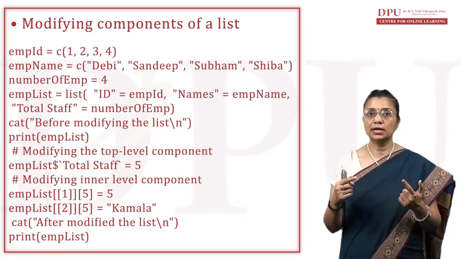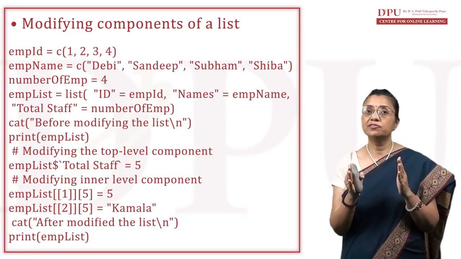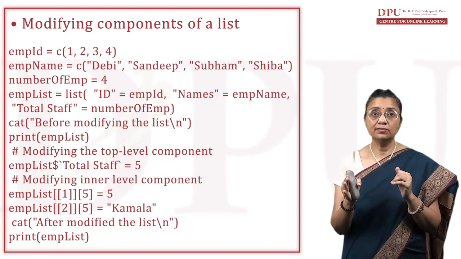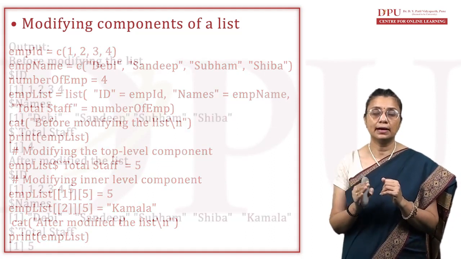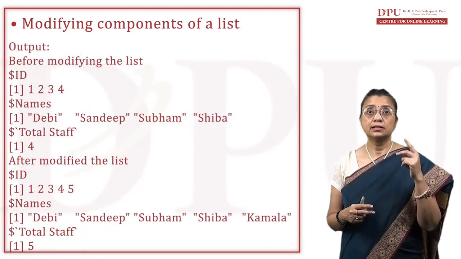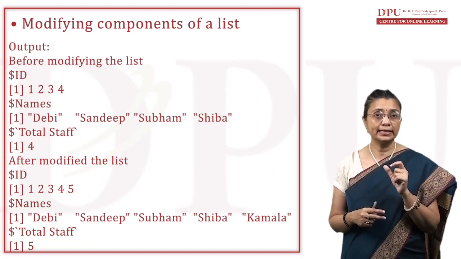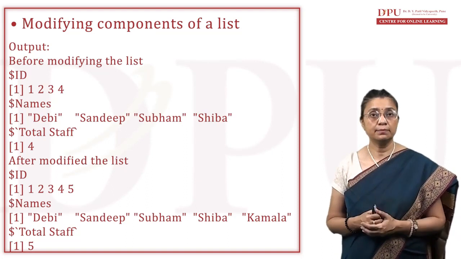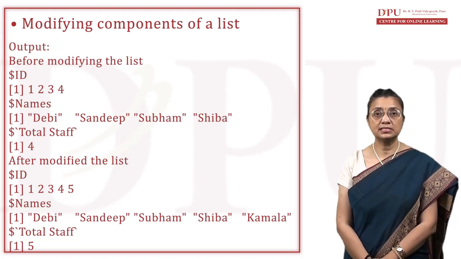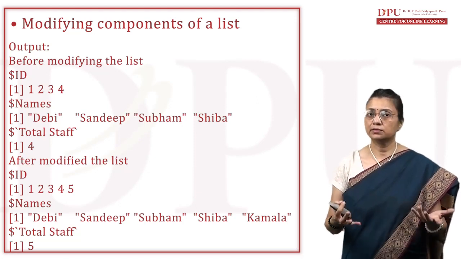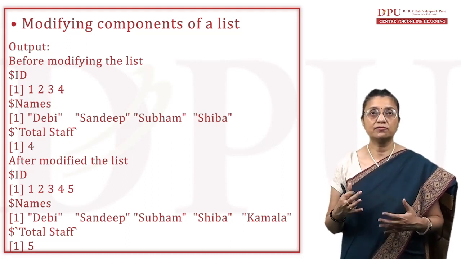Modifying the inner levels, what I'm doing: emp list first row, which is basically the first element, and the fifth position is equated to 5. Likewise, emp list second element and the fifth position is equated to Kamla. The first list was the emp ID, in which I have added one particular code of employee ID, and the second one is the employee name, where I have added the employee name. After that, I am printing the modified list. Let's see how. I call just a print command, and within brackets I pass emp list. Let's see what the output is after modification.